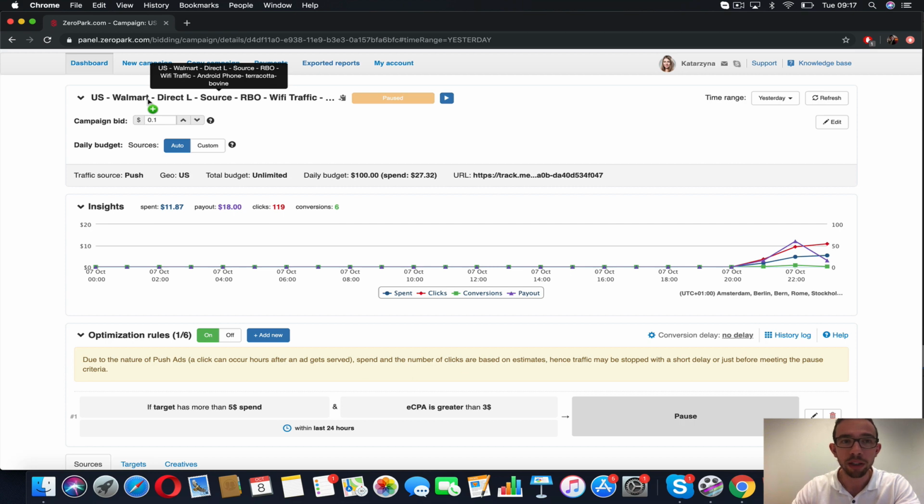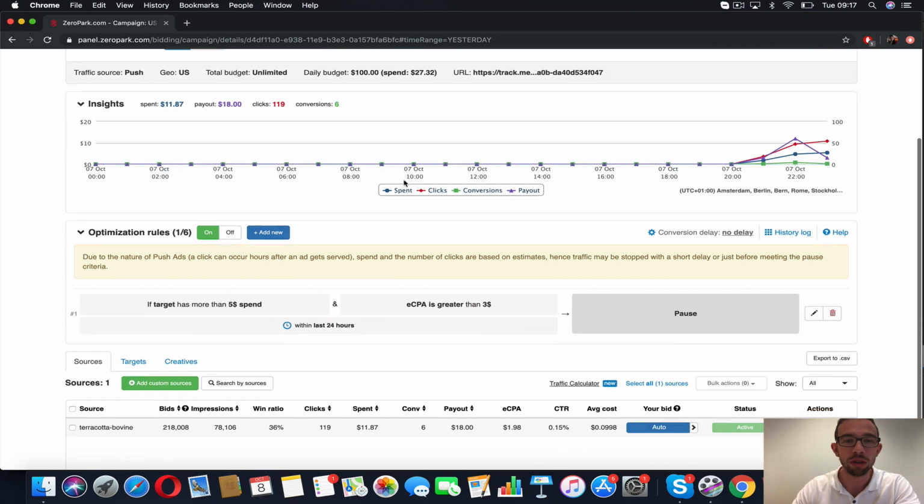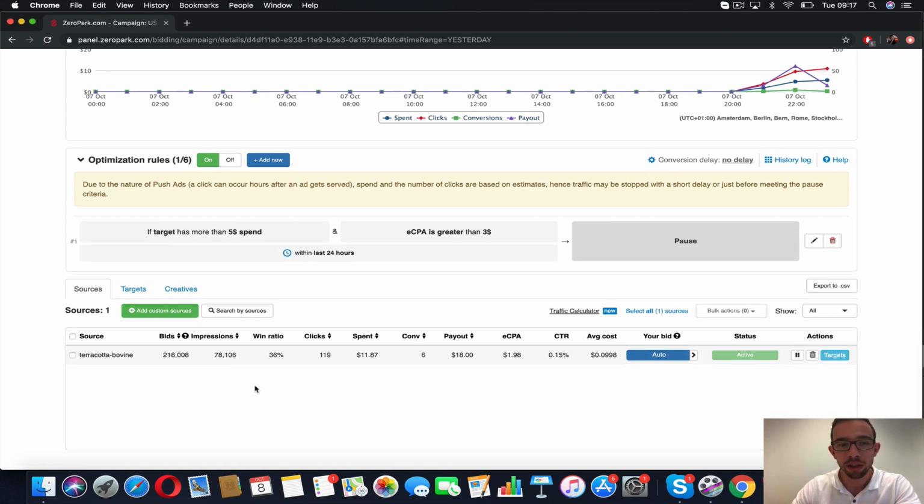Source, rule-based optimization to make the process a lot easier. The split test here is Wi-Fi traffic and the Android phone, and the specification on the whitelist is this specific source. So you can see only this source. We did 218,780 bids, 36% win. So I think the bid is good right now. We're using auto bid of 10 cents, and the average cost is 9.9 cents. We spent 11, got 6 conversions, 18.